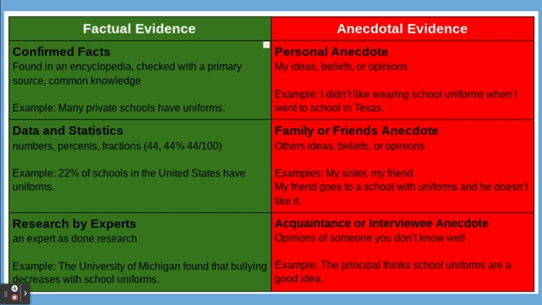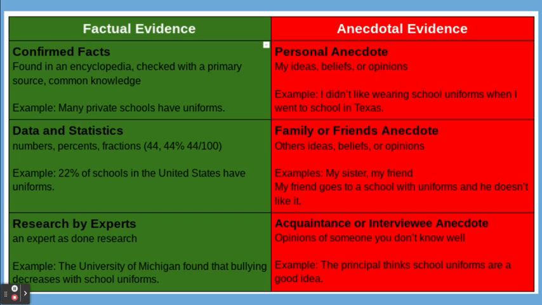Data and statistics, this is made up of numbers. So someone has to kind of put numbers together. They look at the evidence and they present it in numbers. So it could be numbers, percent, fractions, and you see some examples there. But the example, and this is a true one, 22% of schools in the United States have uniforms. That's data and statistics, numbers. Someone had to go through and figure out that information.